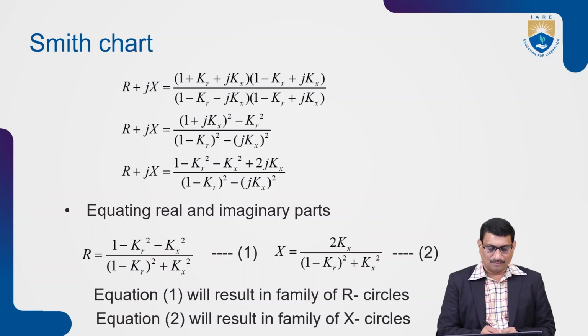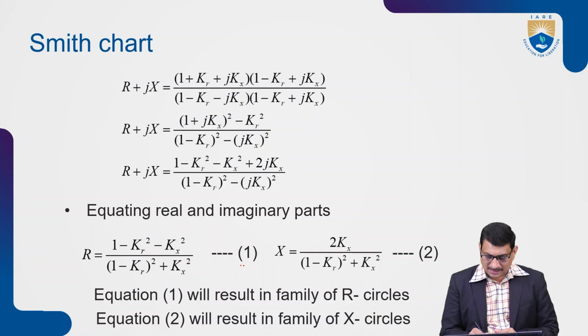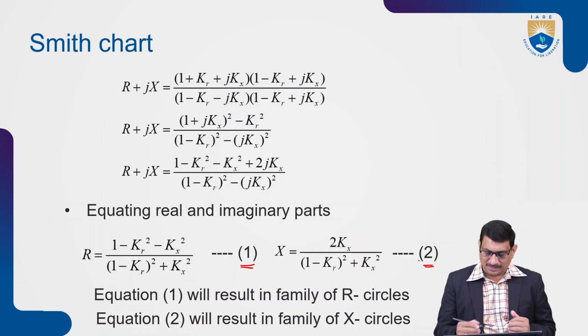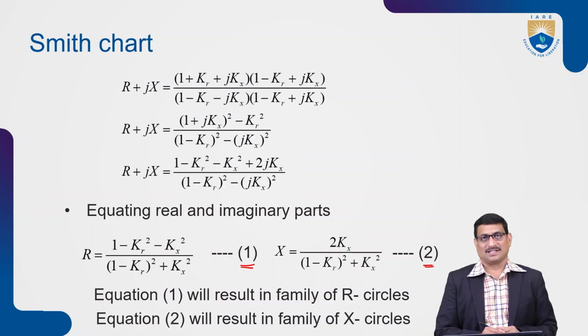Then by simplifying, and equating the real and imaginary parts of those equations on both sides, we got r equal to 1 minus kr square minus kx square divided by 1 minus kr whole square plus kx square, and I call it equation 1. x is equal to 2kx divided by 1 minus kr whole square plus kx square. I got it as equation number 2. I will say that equation 1 is the resultant of the family of r circles, whereas equation 2 represents the family of x circles.